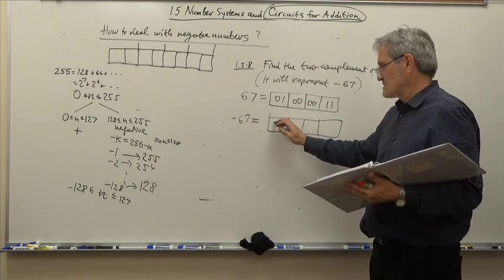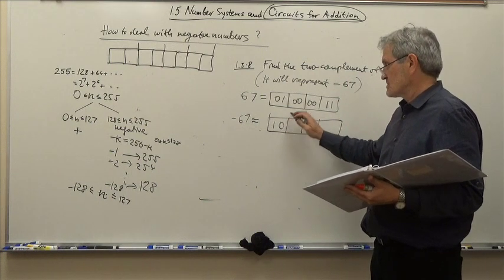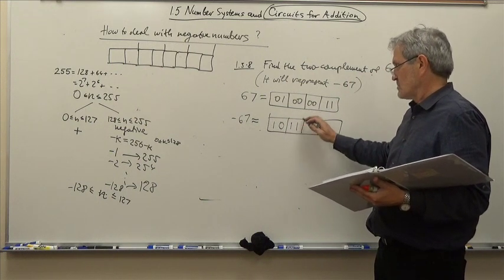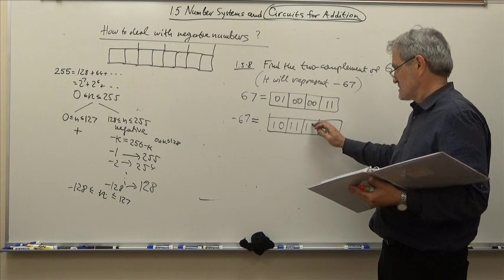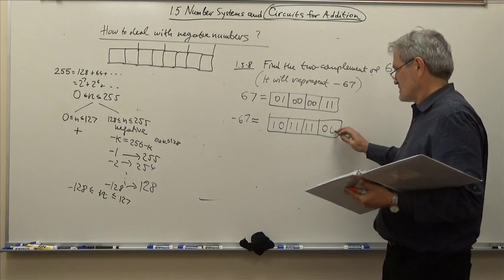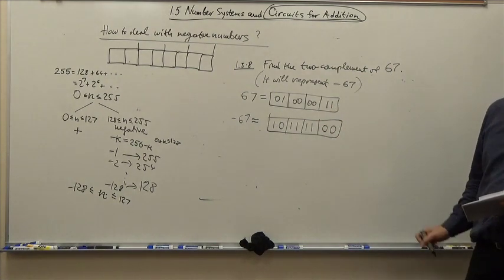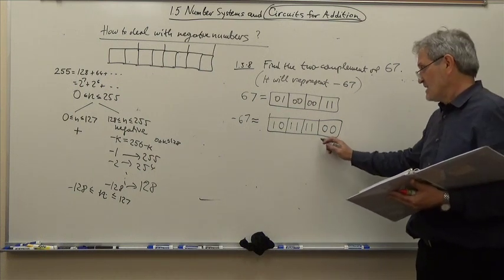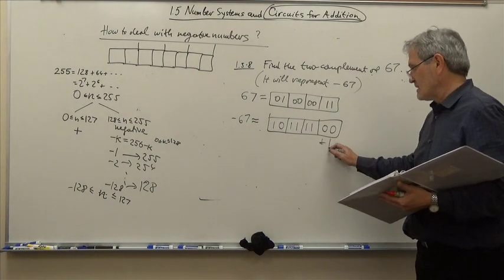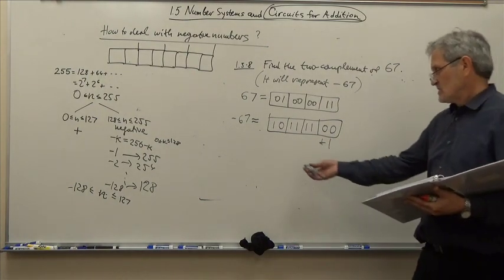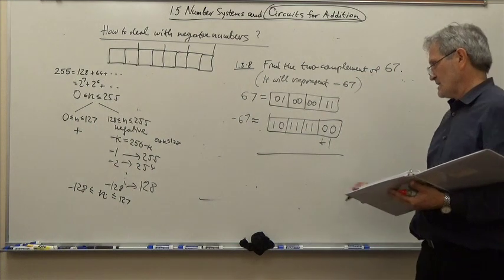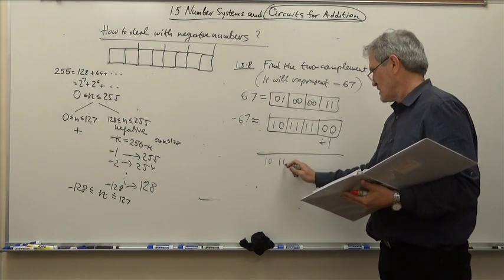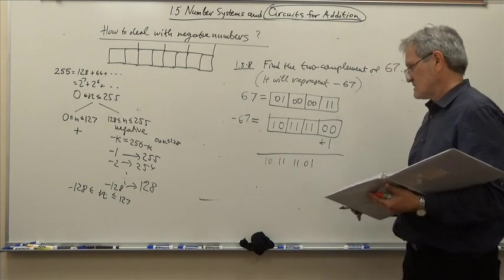So 0 becomes 1, 1 becomes 0, 0 becomes 1, and so on. That's the 2's complement. Look at the previous part of the video where we explained where this is coming from. But you remember on the side, we put an extra 1 so that things work nicely. So you need to add that 1 at the end. So we get 1, 0, 1, 1, 1, 1, 0, 1.